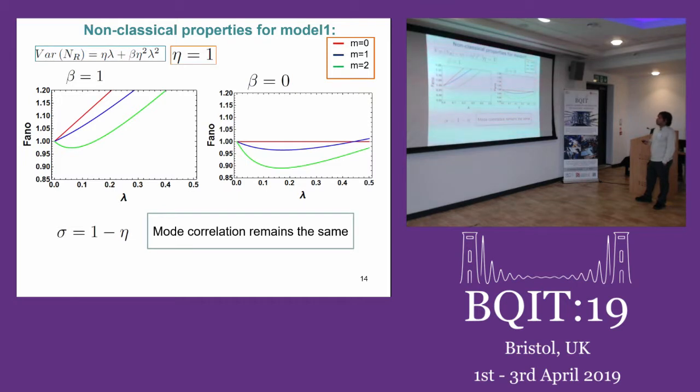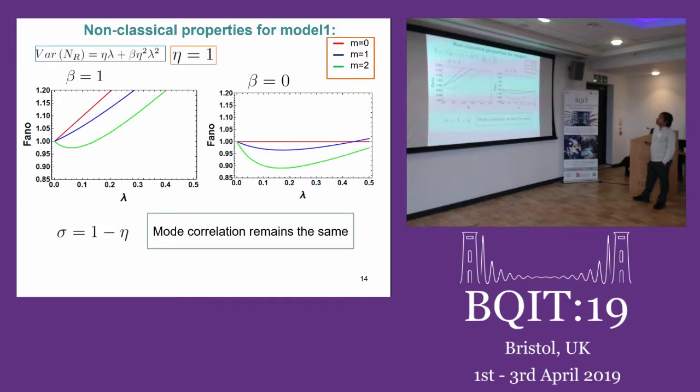So now here are the results, not the results but the non-classical properties for the correlated Poissonian twin beam state. So this is the Fano factor, which is nothing but the variance by mean. When beta is equal to 1, it has both contributions of Poissonian and super-Poissonian terms, and one can see here this red, blue, and green represent 0, 1, and 2 photon subtraction. And one can see it has a quantumness for the small mean photon number of mode lambda. So it is below 1, as we can see here.